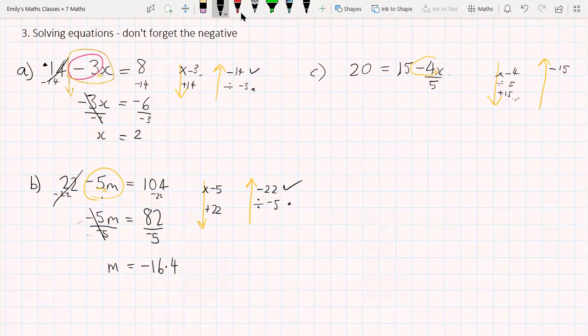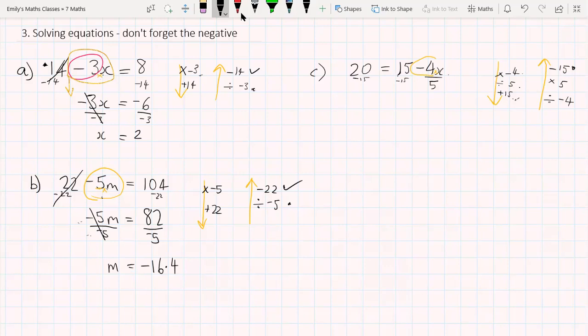Then we've got divide by 5. So the opposite to that is times by 5. And then we've got times by minus 4. So the opposite is divide by minus 4. So let's go. Here's the minus 15. That's the first thing we need to do. Take 15 away from both sides.